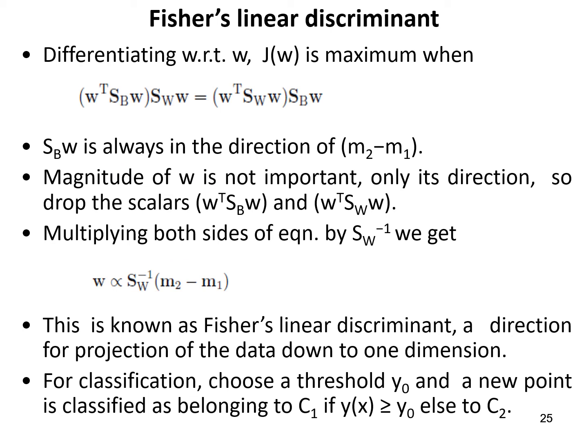Differentiating with respect to w, J(w) is maximum when the following condition is satisfied. SB w is always in the direction of m2 minus m1. Magnitude of w is not important, only its direction. So drop the scalars w transpose SB w and w transpose SW w. Multiplying both sides of the equation by SW inverse, we get w proportional to SW inverse times m2 minus m1. This is known as Fisher's linear discriminant, a direction for projection of the data down to one dimension. For classification, choose a threshold y0, and a new point is classified as belonging to C1 if y(x) is greater than or equal to y0, else to C2.